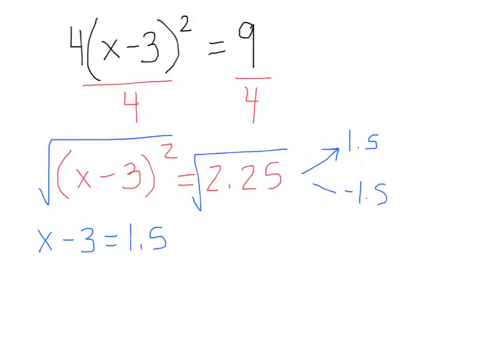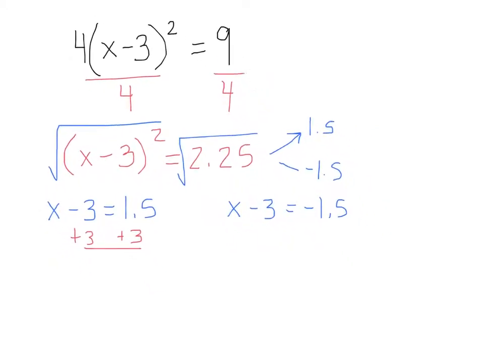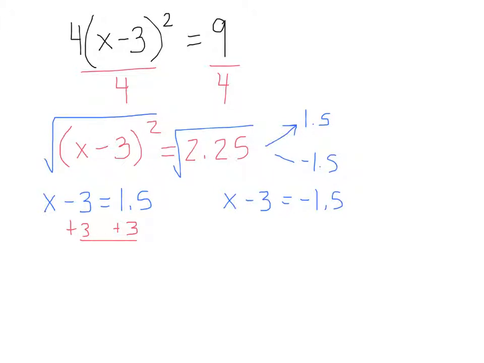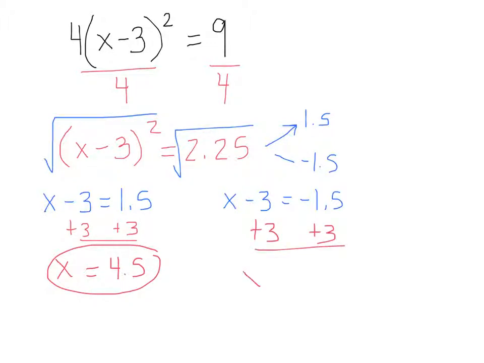So I need to write another equation. X minus 3 equals negative 1.5, right? And so now I will add 3 to both sides. And I get x equals 4.5. And I need to add 3 to both sides here. And I get x equals 1.5.